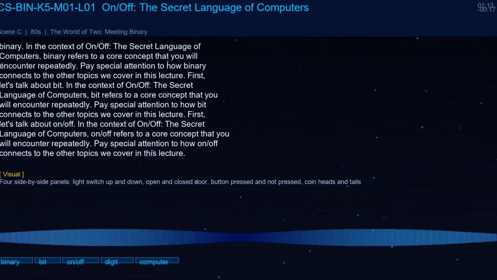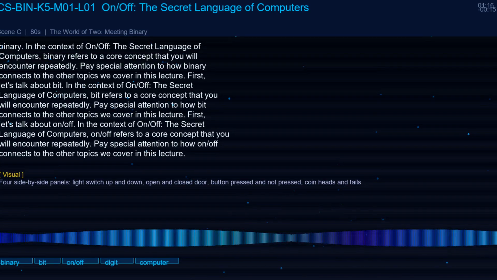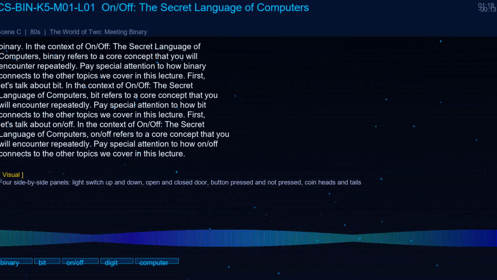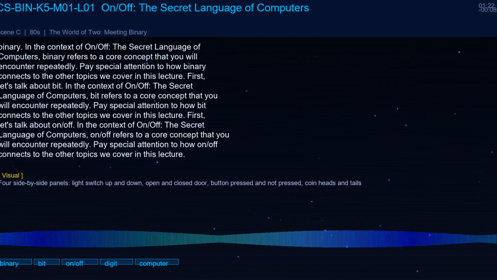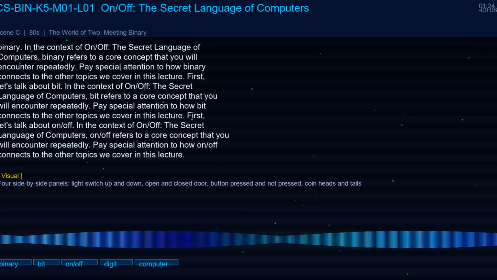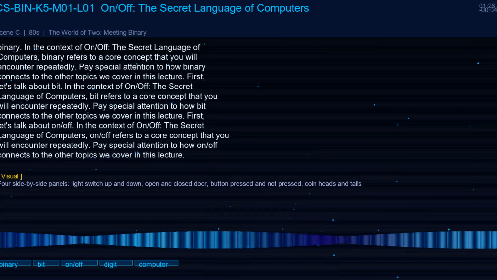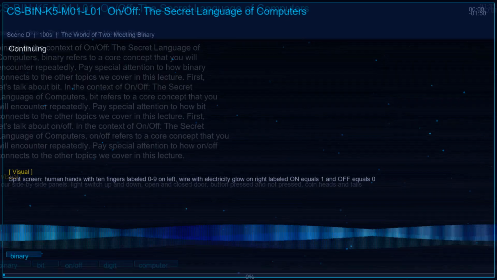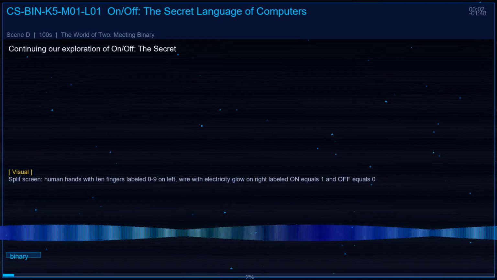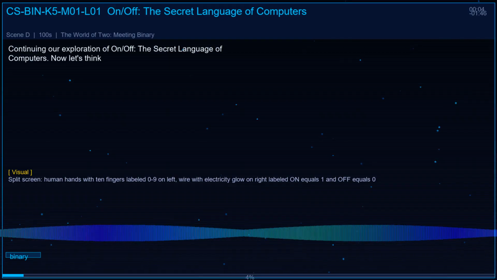First, let's talk about on/off. In the context of on/off, the secret language of computers, on/off refers to a core concept that you will encounter repeatedly. Pay special attention to how on/off connects to the other topics we cover in this lecture.